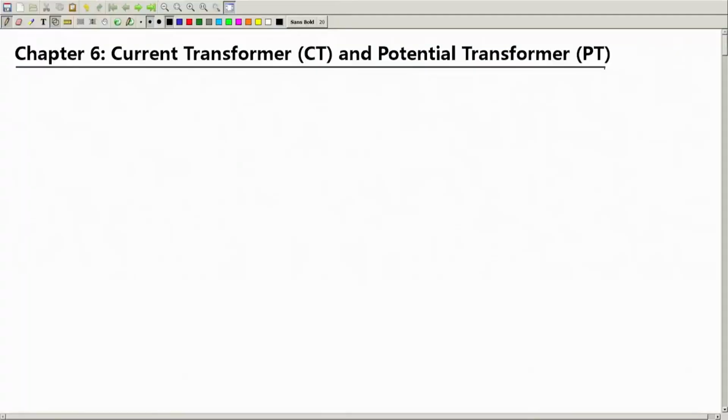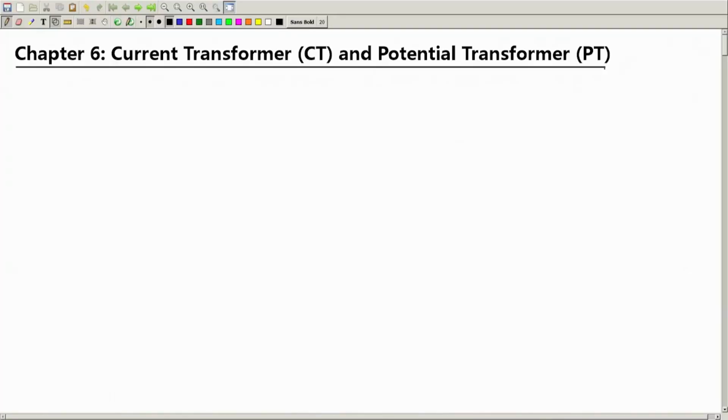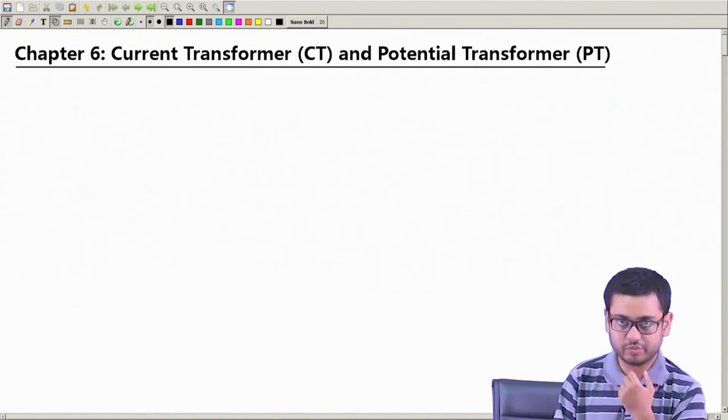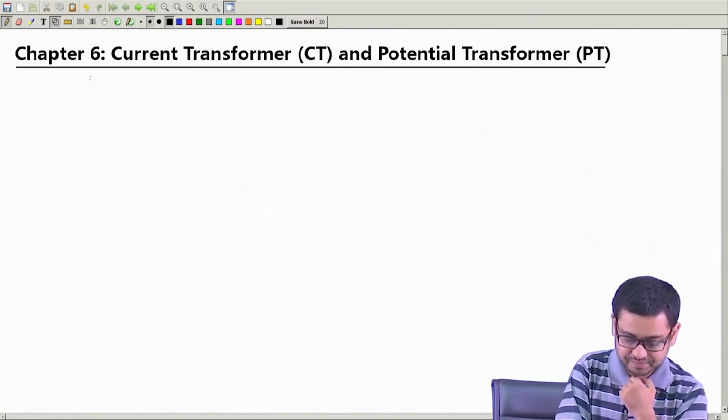Today we are going to start a new chapter, which is on current transformer and potential transformer. They are called CT and PT in short. What is a current transformer or what is a potential transformer? As the name suggests, these are basically transformers, just transformers.